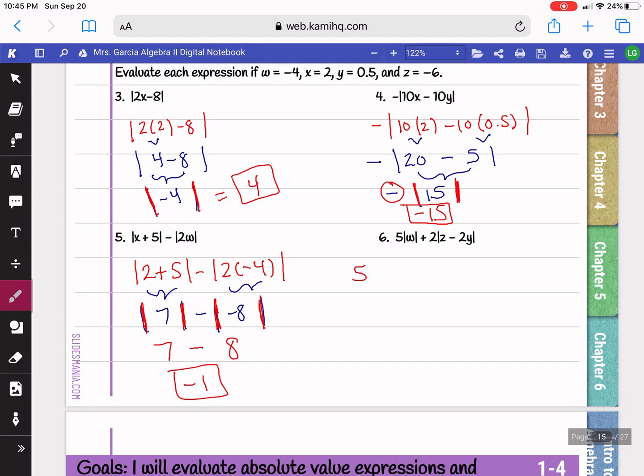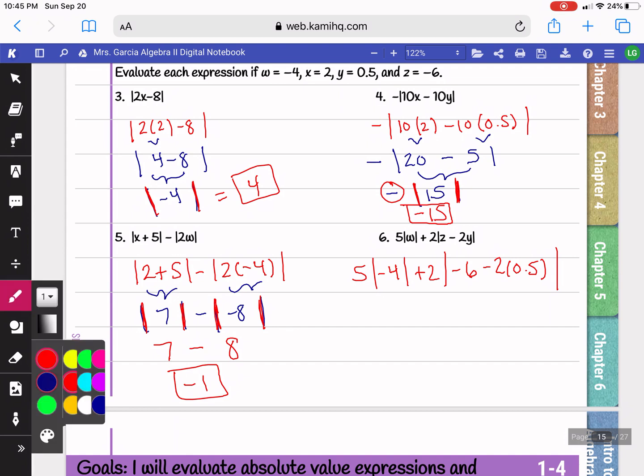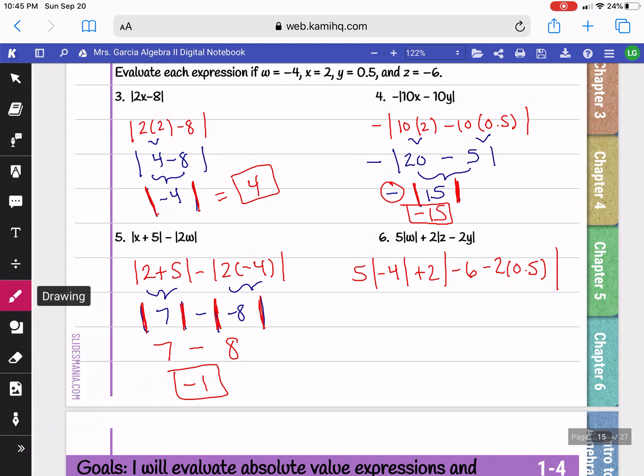On our last example, we're going to plug in a -4 for w, a -6 for z, and a 0.5 for y. Now I can start to make things smaller. Here, since -4 is already small, I can take the absolute value. The absolute value of -4 is +4. And since there's nothing in between the 5 and the 4, that means we're multiplying. So it becomes 5 plus 4.